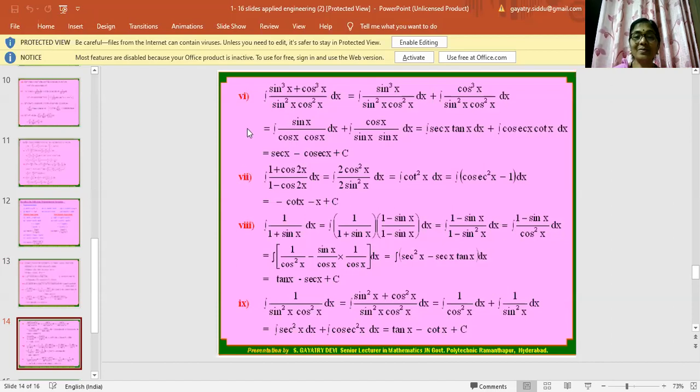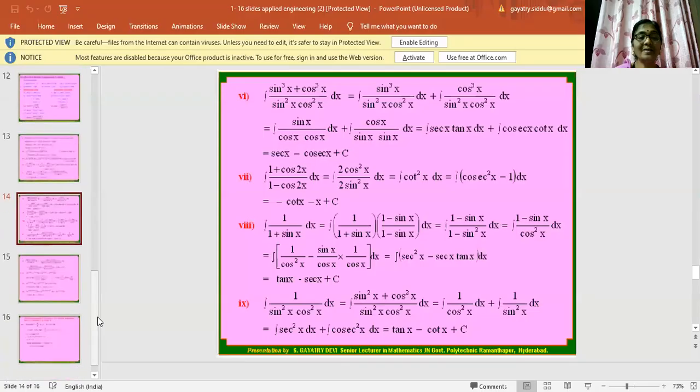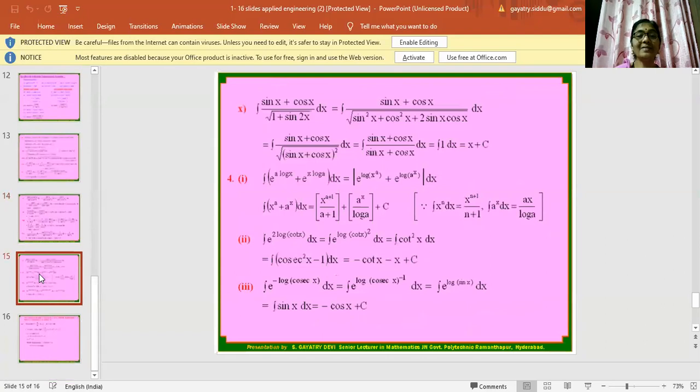So observe all the problems. What tricks are you playing to break up the fraction and get a single term for integration? Everywhere we are using a different style depending on the function given to you. Okay? Right. Next, root terms: integral of sin x plus cos x by root of 1 plus sin 2x dx.